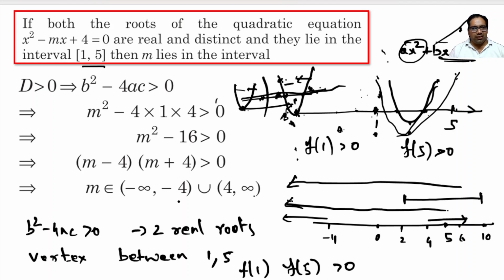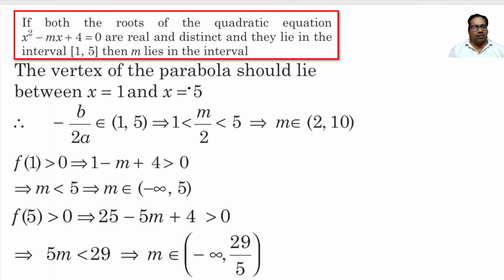First condition has given x should be less than minus 4 or greater than plus 4. Okay, so that is condition number 1. It is given this. Okay, x is less than minus 4 or x is greater than 4. What is the other condition now? The vertex of the parabola should lie between 1 and 5.